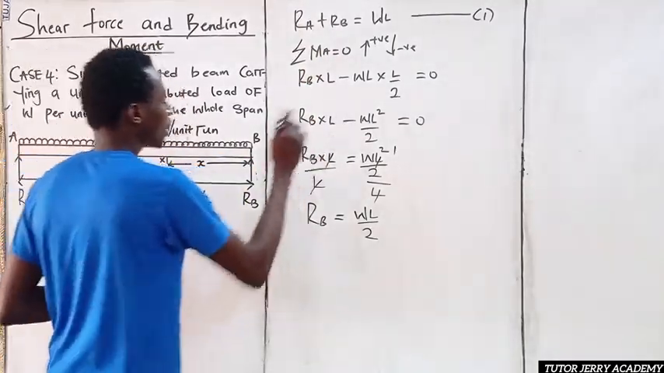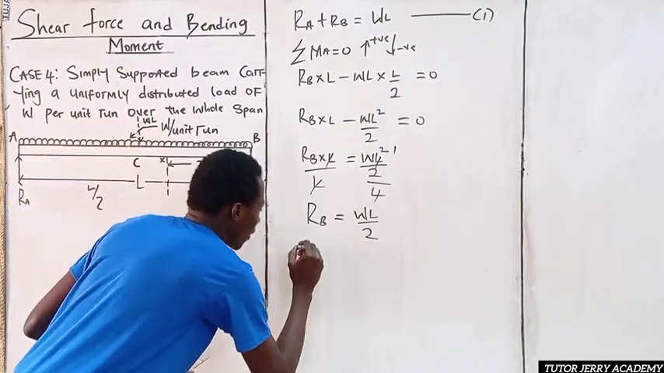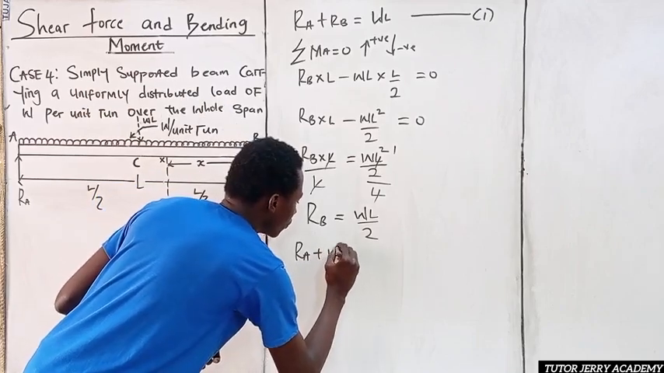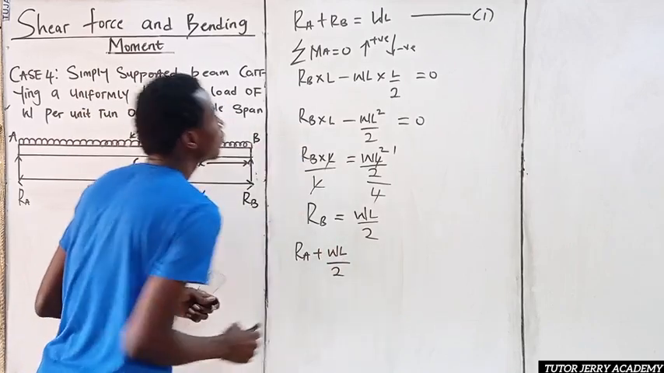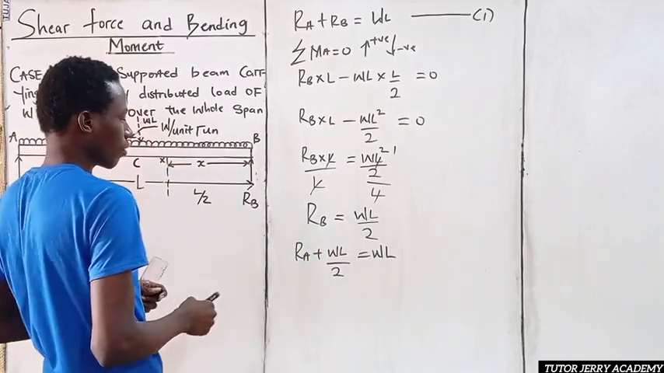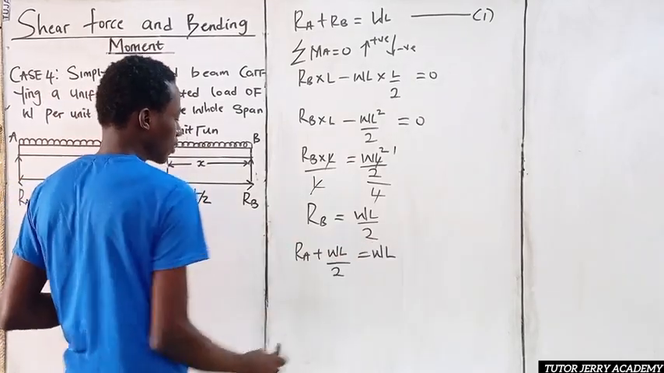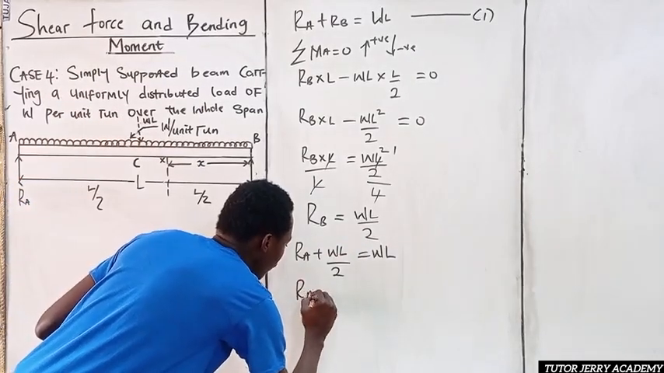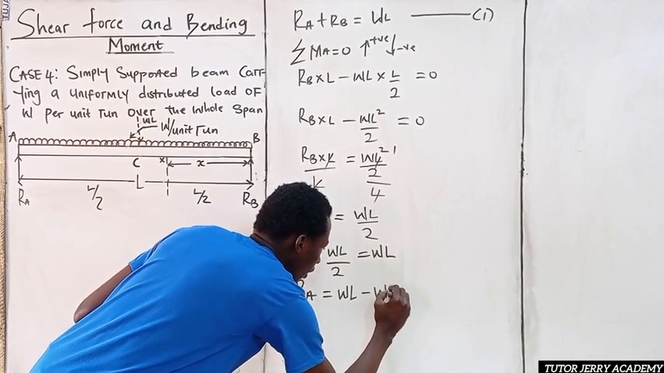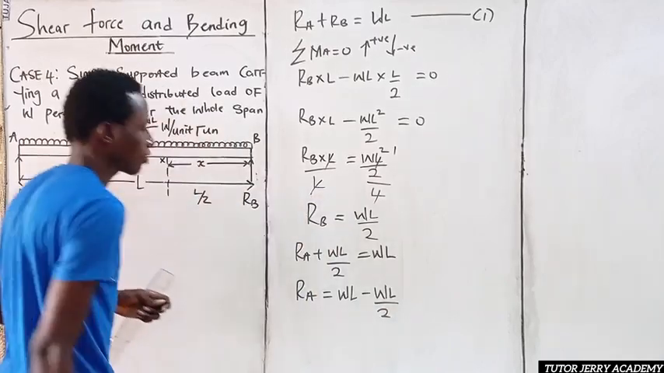So we can substitute RB in that equation. So we are going to be having RA plus WL all over 2 to be equals to WL. So this is what we have. So we take WL over 2 to this side. We have RA to be equals to WL minus WL all over 2. So this is what we have.